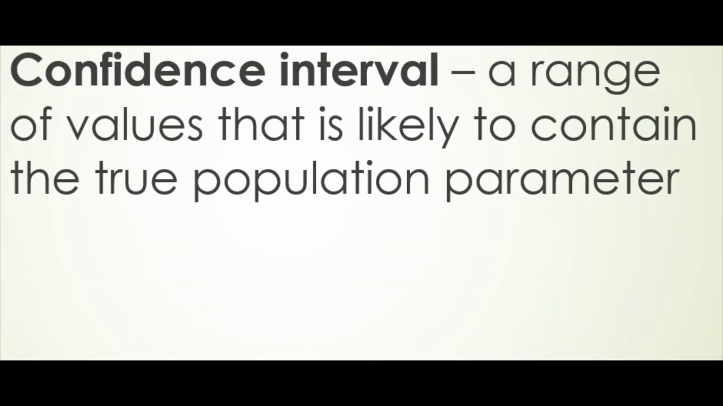So that brings us to confidence interval. A confidence interval is a range of values that is likely to contain the true population parameter. To find the confidence interval, we add and subtract the margin of error from the sample statistic, and that gives us a range of values where we say we are reasonably confident that if we asked everyone in the population, the actual result of a survey of everyone would lie somewhere between these two values. So that's our confidence interval.